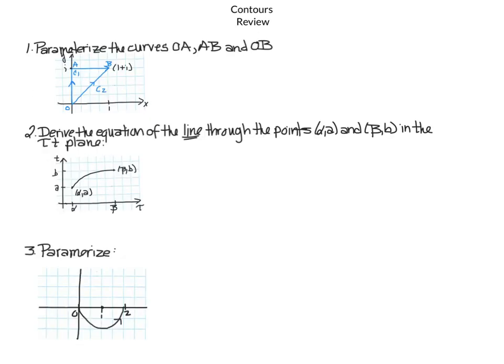For review, I have these 3 problems for you to try. The first one is to parameterize 3 different curves: from 0 to A, and then from A to B, and the last curve is 0 to B. The next one is to derive the equation of the line through the points alpha A and beta B in the tau t plane. And here it shows a curve, but you want to derive the equation of the line.